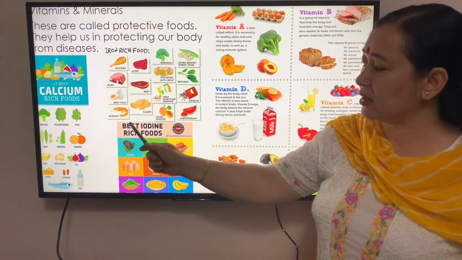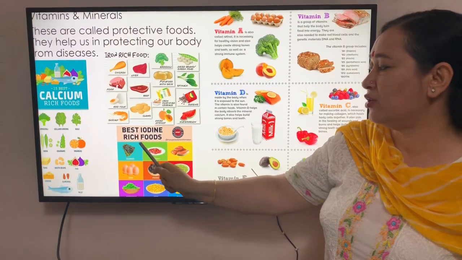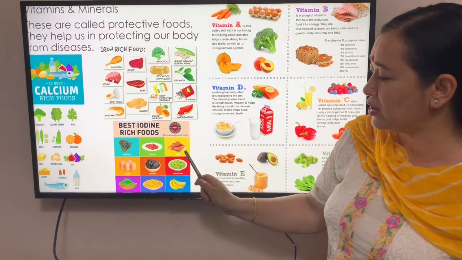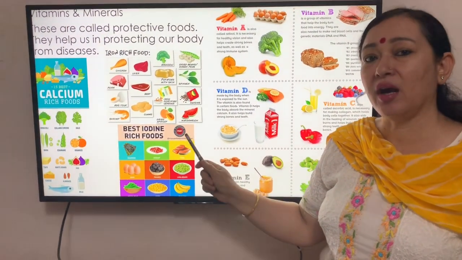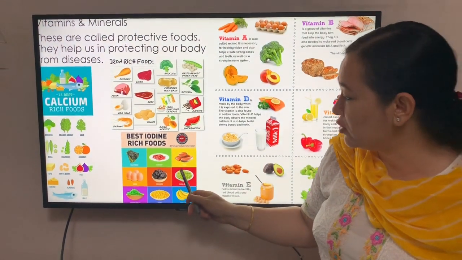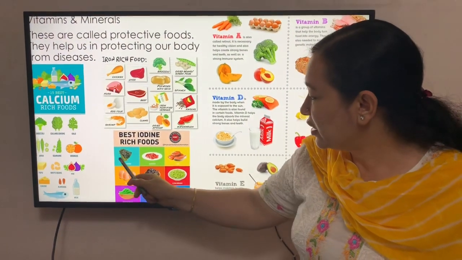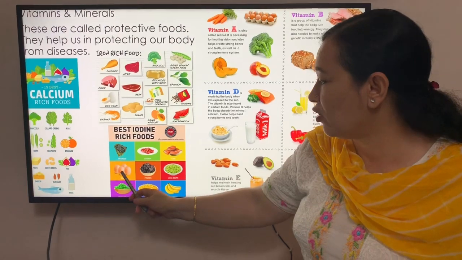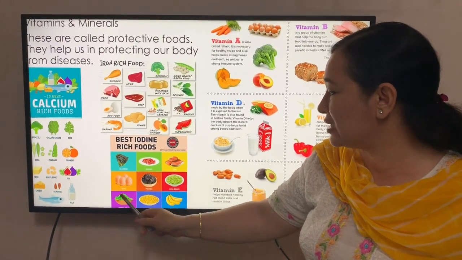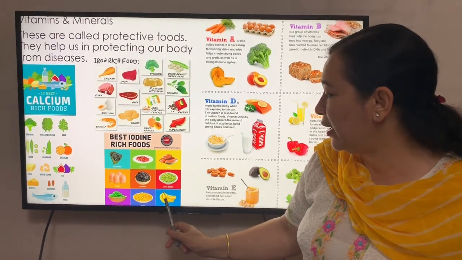Now, the next mineral is iodine. You can see some of the iodine rich foods here. Basically, you get iodine from seafoods like fish, seaweeds. You can also get iodine from eggs, peas, corn and banana.